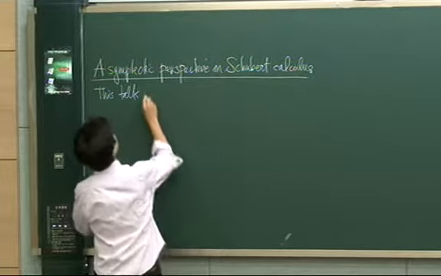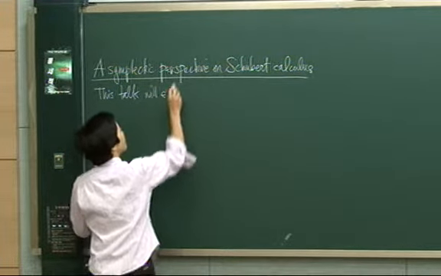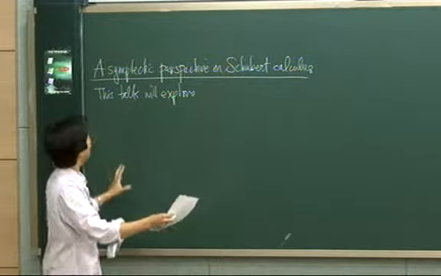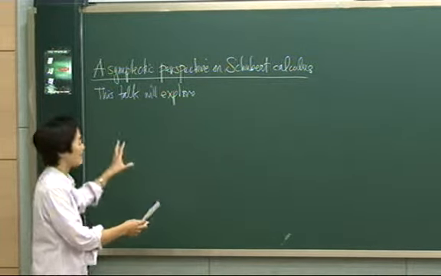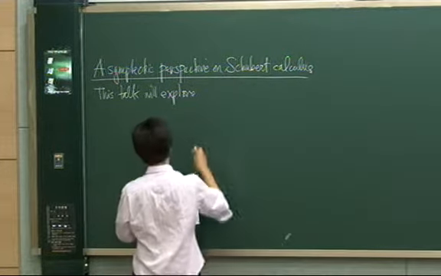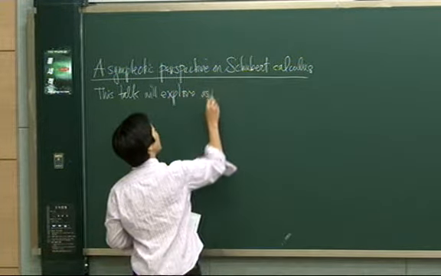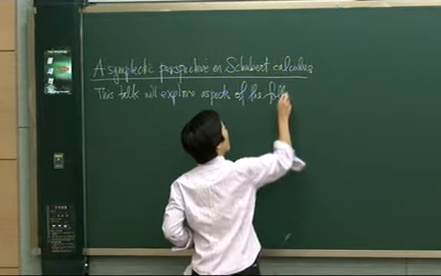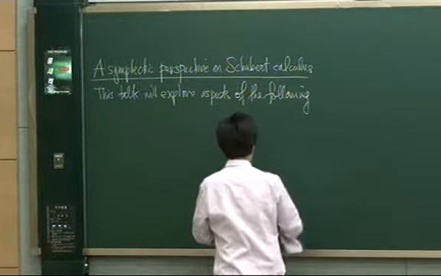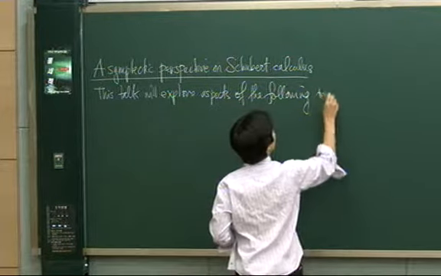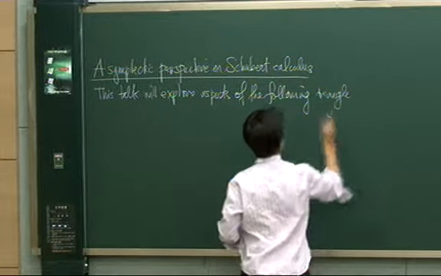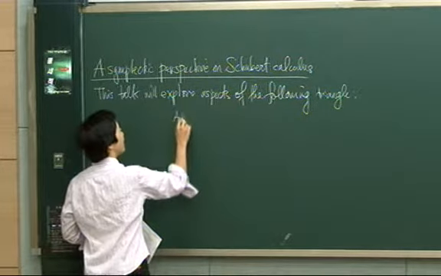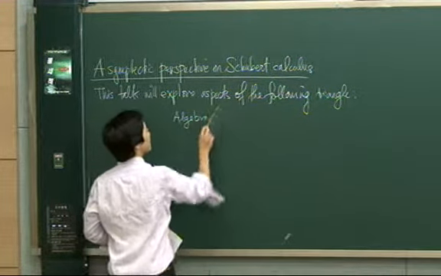So what I mean is, I want to write for you, so this is just philosophy. It is a picture of some organizing mathematics. Explore aspects of the following triangle. So, as you will see, it is very broad, but eventually I will mean some very specific things.